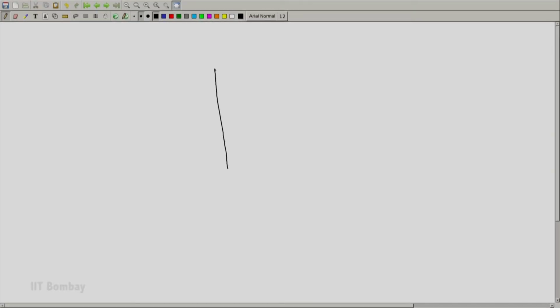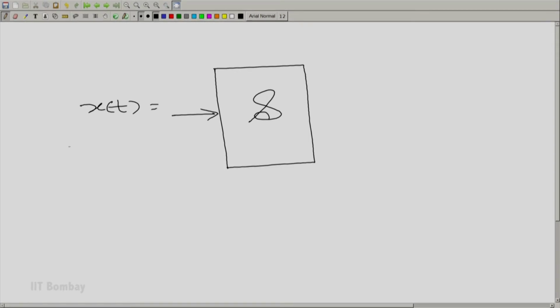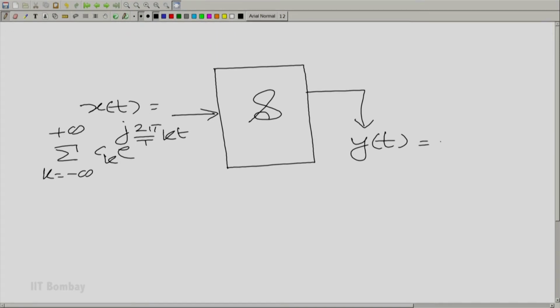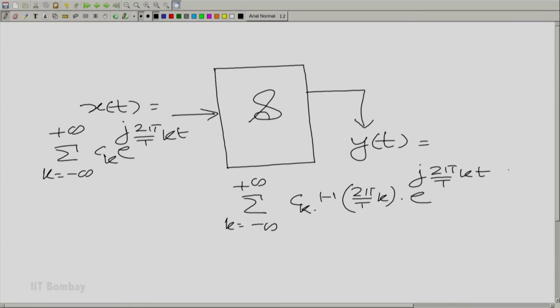We write it down. We have this system S, we have given x(t) equal to summation k going from minus to plus infinity C_k e raised to the power j 2 pi by T times kt, and what we get is in fact the Fourier series representation of the output, and that is summation k going from minus to plus infinity C_k H evaluated at 2 pi by T times k multiplied by e raised to the power j 2 pi by T times kt, where capital H evaluated at any omega is essentially the integral.